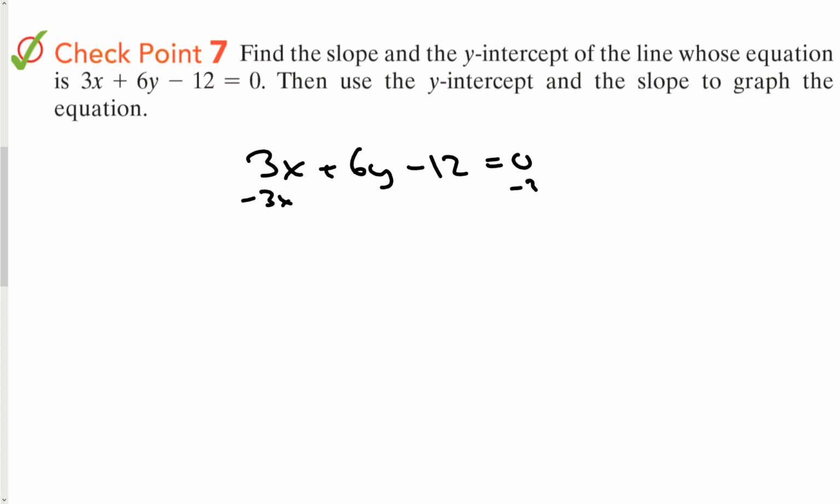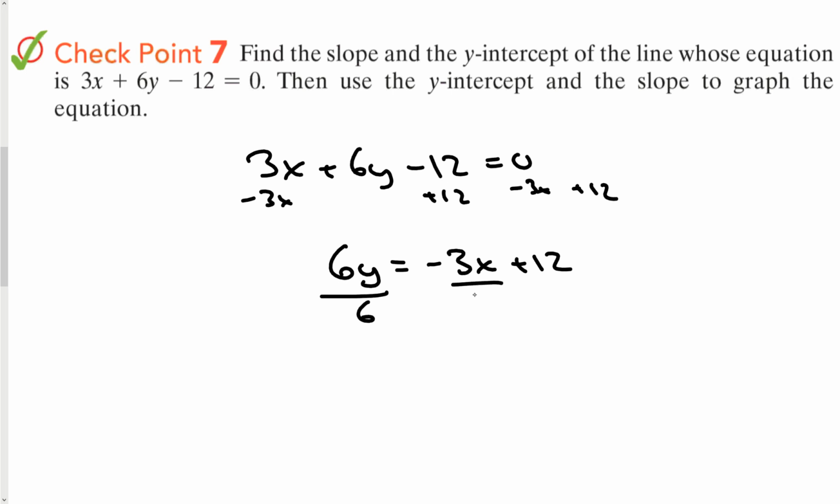Subtract 3x from both sides. Add 12 to both sides. Gives me 6y is equal to -3x plus 12. Divide everything by 6. You can do it this way too, if you feel better than putting them over one fraction. Y is going to be equal to -1/2 x plus 2, which makes my slope -1/2, and my y-intercept, again, 2.